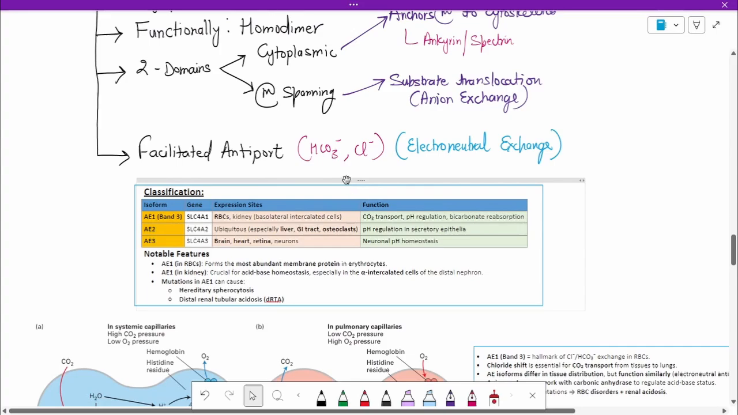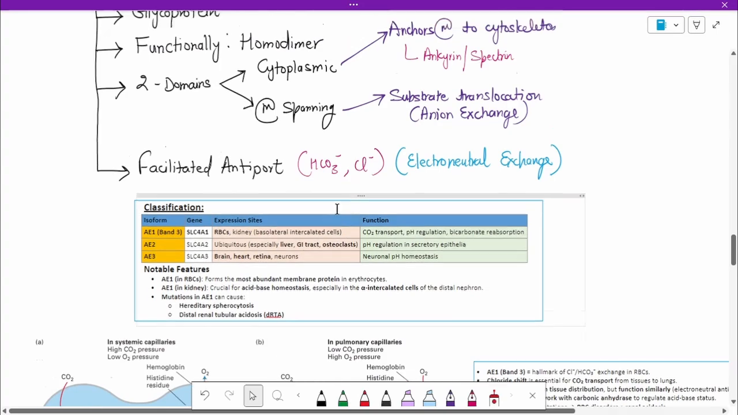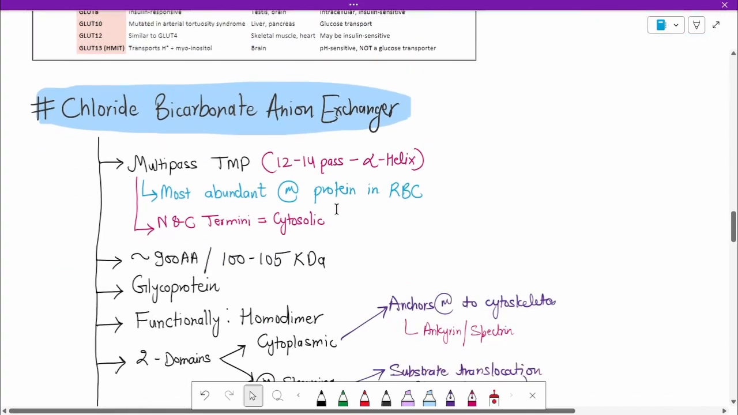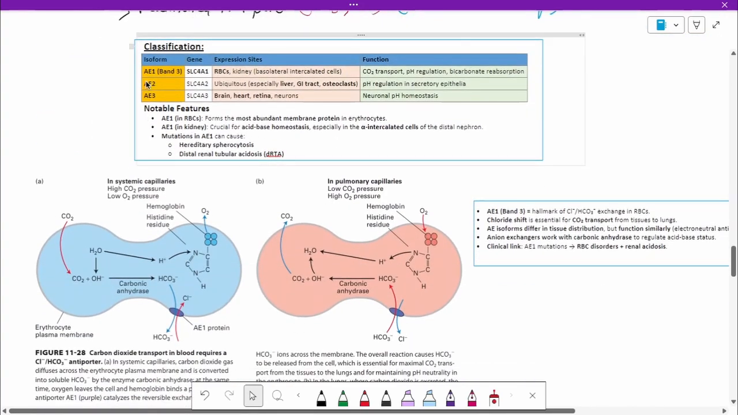Just like we saw the classification of glucose transporter, here we will see classification of band 3 chloride bicarbonate ion transporter. It can be classified into AE1, AE2 and AE3 types. AE1 is what we described as band 3 transporter. It is present in red blood cells, it is present in kidneys, and it is the most abundant protein on the membrane of red blood cells. All these other points you can go through on your own.